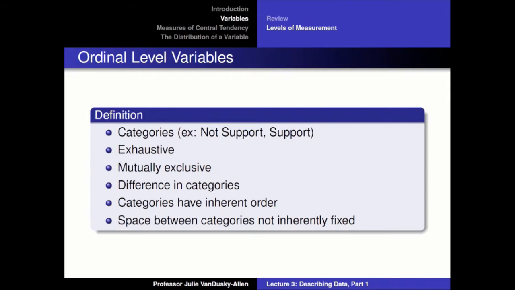Ordinal level variables also divide the subjects or observations in your variable into different categories, such as not support or support for a candidate. The categories are exhaustive, meaning that you included all possible categories. The categories are also mutually exclusive, meaning that you can only place a subject or observation in your dataset into one of the categories. In addition, there is inherent order with an ordinal level variable. The categories have inherent order. But note, the numerical space between the categories is not inherently fixed.